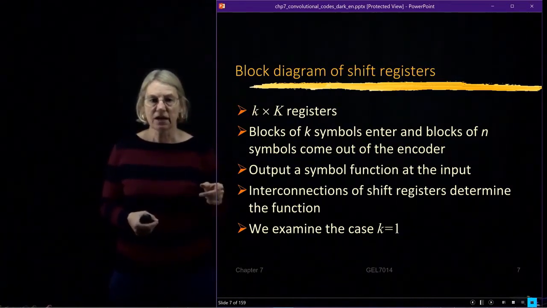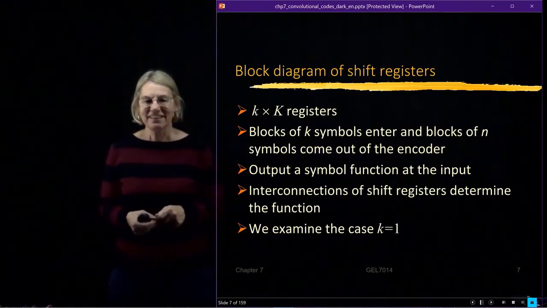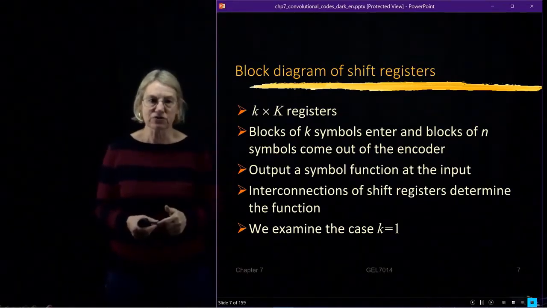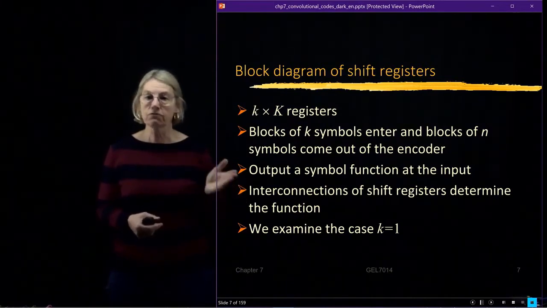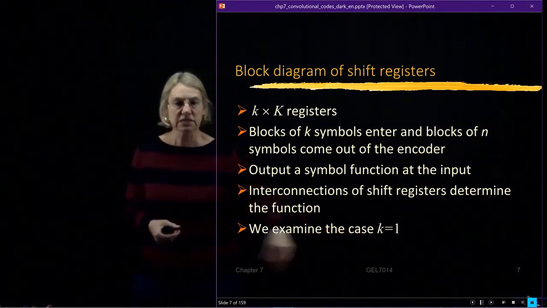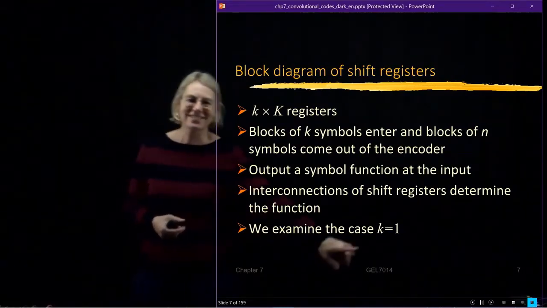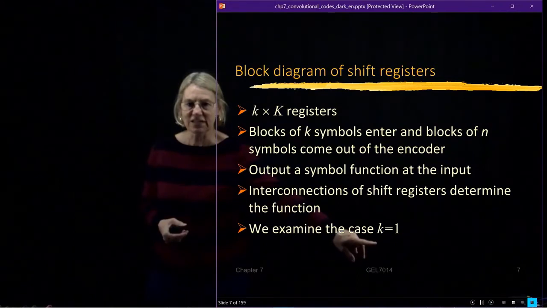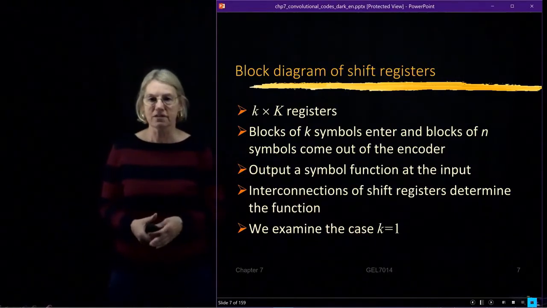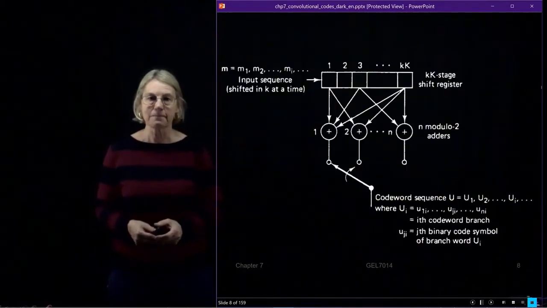The output is a function of the symbol at the input. The interconnections of the shift registers, as we'll see in this implementation, determine the actual code function. Now, we're going to examine the case where lowercase k equals 1 because it's a whole lot easier to visualize and to understand. But computers, of course, have no problem scaling up to a more advanced version of this. And in fact, most codes will use a larger k than 1. But for our purposes of pedagogy, we're going to be looking at the lowercase k equals 1 case.